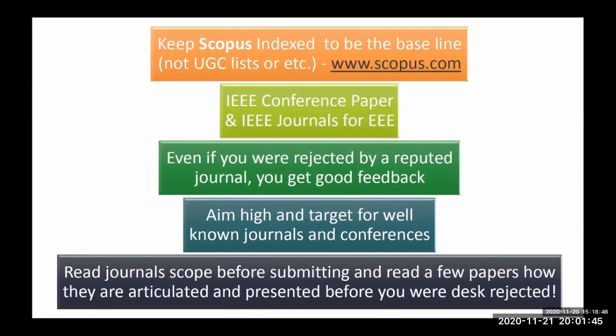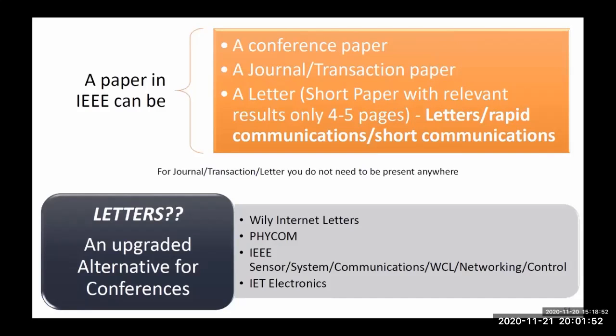So before you submit, I also recommend you read the scope of your journal. Otherwise, it might get into the desk rejection as well. And there are different kinds of papers: conference papers, journal papers, and letters. So a letter is also sort of a journal, but they are very short, about 4 pages, right? They are sort of a rapid communication, but still considered as a journal paper as well.